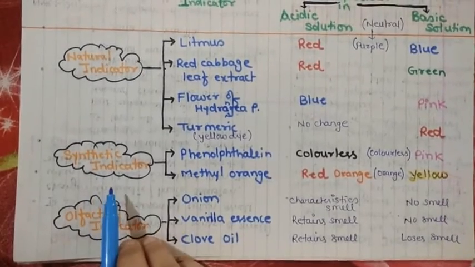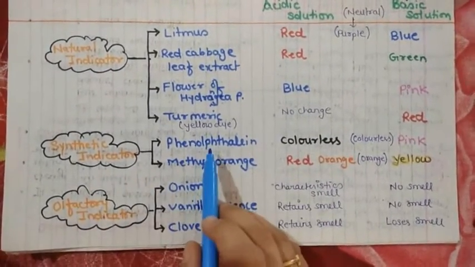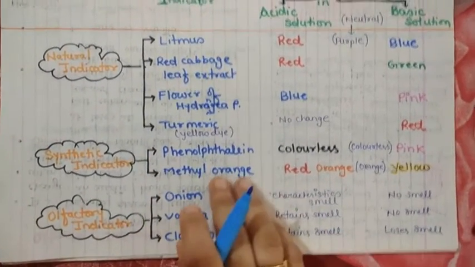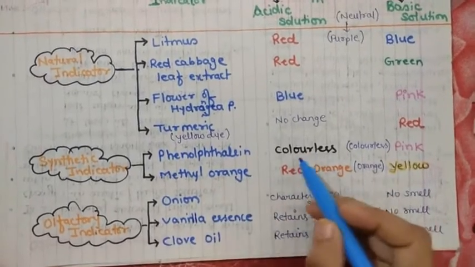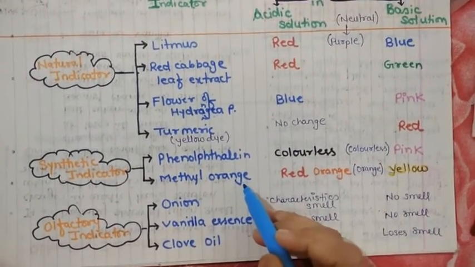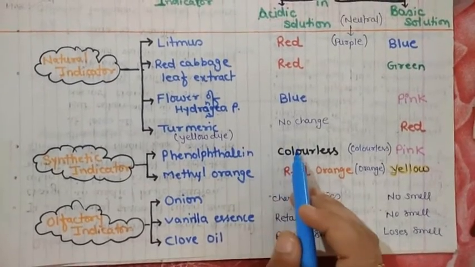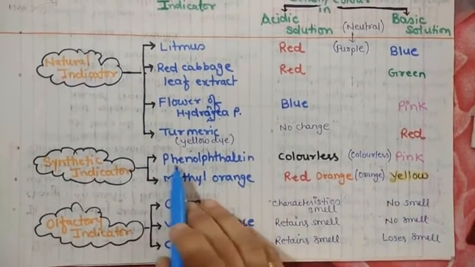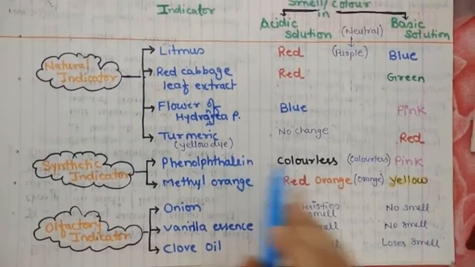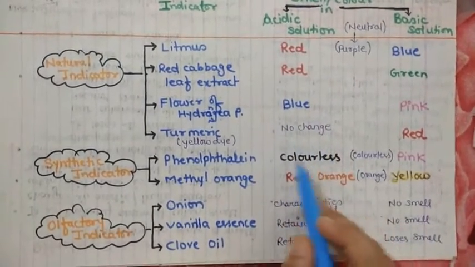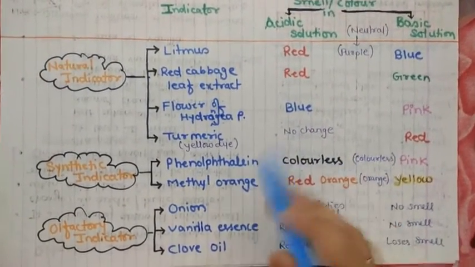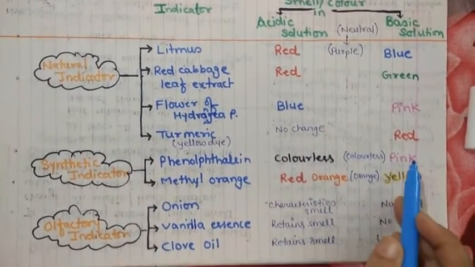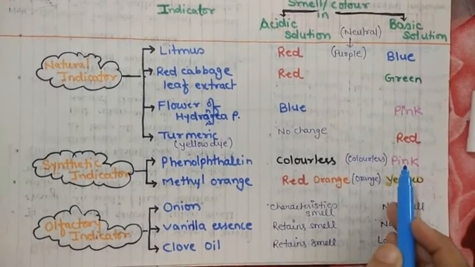Next is synthetic indicator. Synthetic indicators can be classified as phenolphthalein and methyl orange. Generally, these indicators are used for laboratory purposes and they are prepared chemically. When phenolphthalein is tested against acidic solution, it remains colorless, because the phenolphthalein color is already colorless. But when we put some drops of phenolphthalein in basic solution, that will convert into pink color.